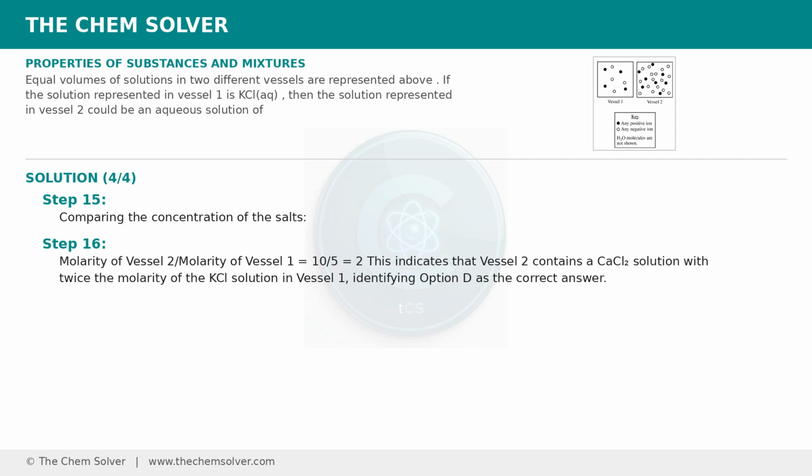Comparing the concentration of the salts, molarity of vessel 2 over molarity of vessel 1 is equal to 10 over 5, which is equal to 2. This indicates that vessel 2 contains a CaCl2 solution with twice the molarity of the KCl solution in vessel 1, identifying option D as the correct answer.